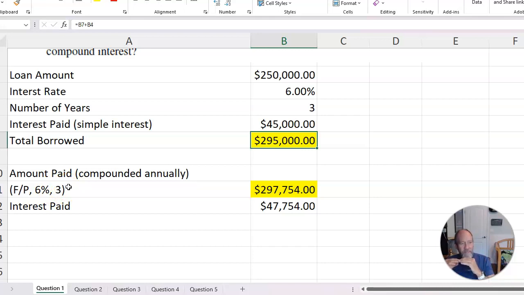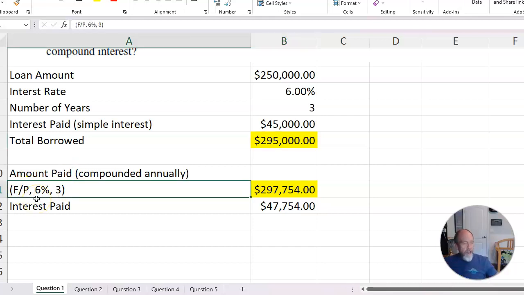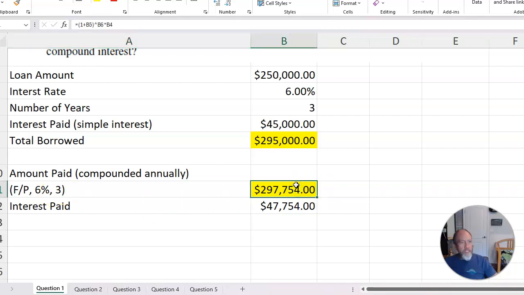What we want to do is calculate the future value given the present value of $250,000. Shortcut notation is the actual calculation, F over P, interest rate, number of years. That equation is 1 plus the interest rate to the power of the number of years. It's a pretty straightforward equation, and it is one of the ones that I tell you you should memorize.